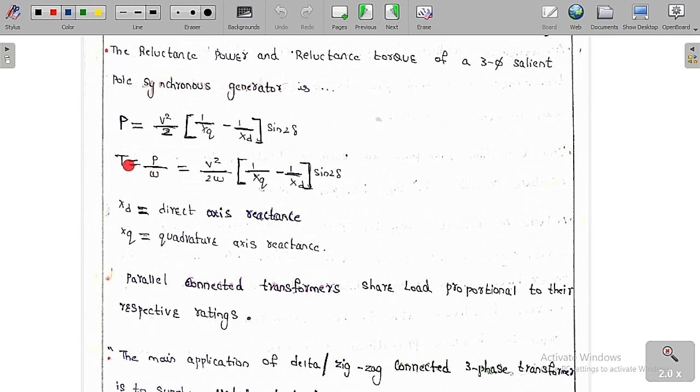So P is equal to T into omega, so T is equal to P by omega. So finally we are going to get V square by 2 omega into 1 by XQ minus 1 by XD into sine 2 delta. So this is the equation that I have already told you. T is called as the torque.